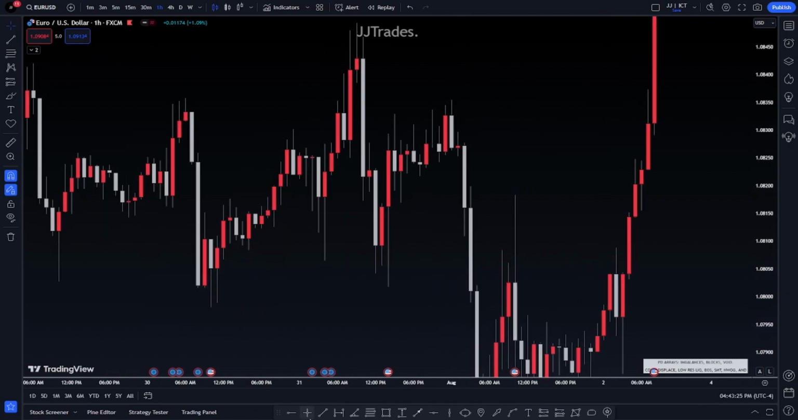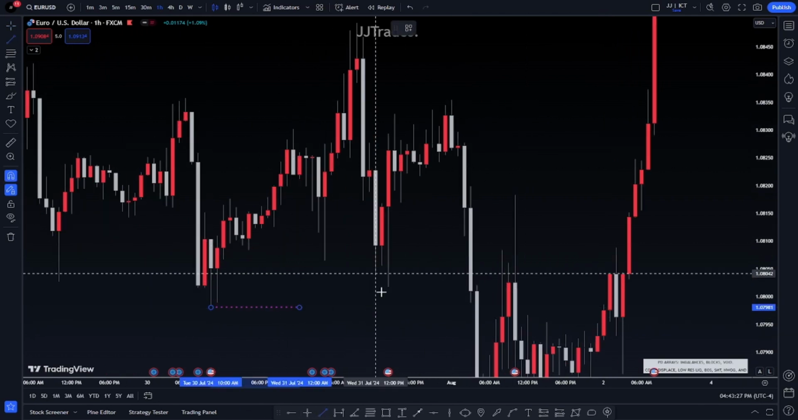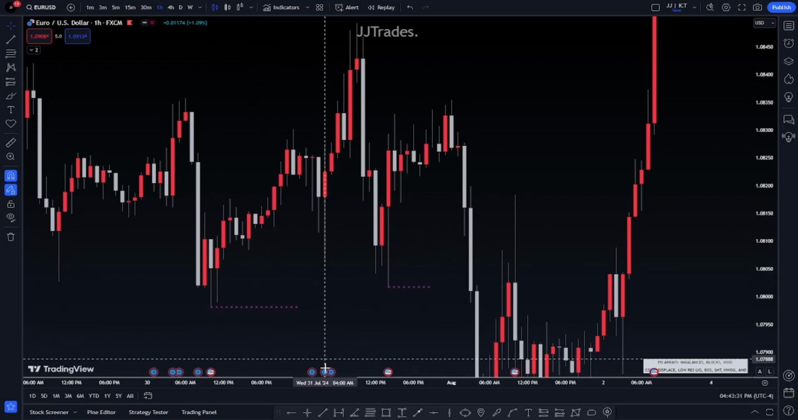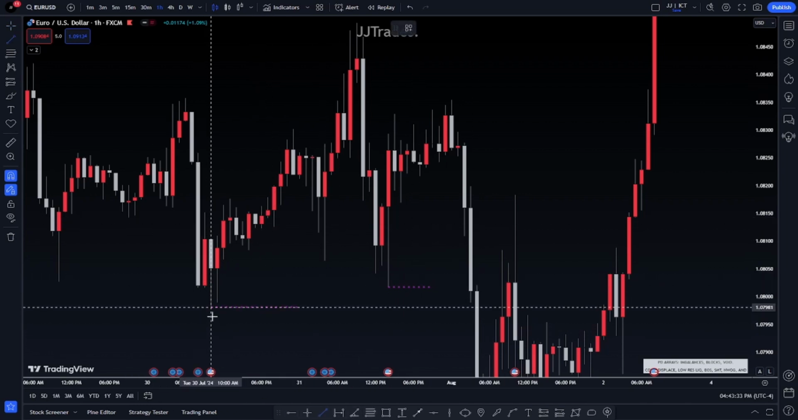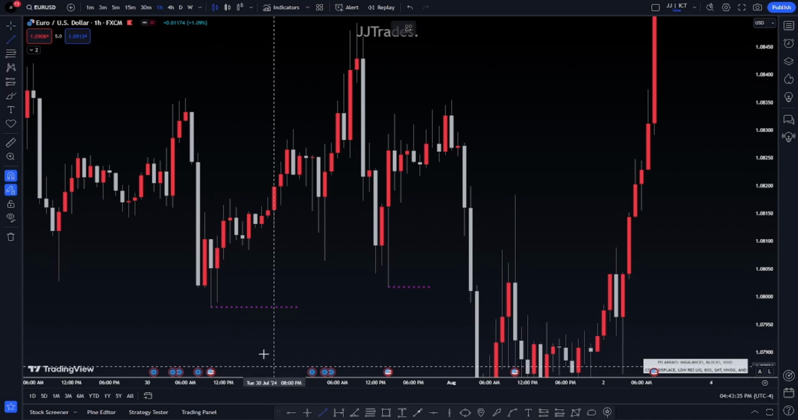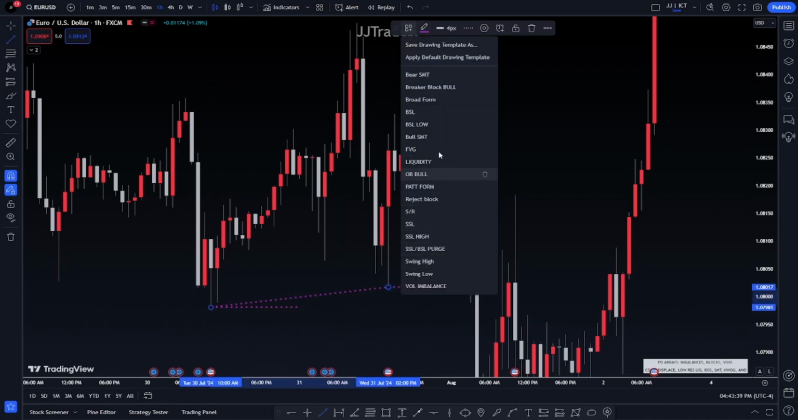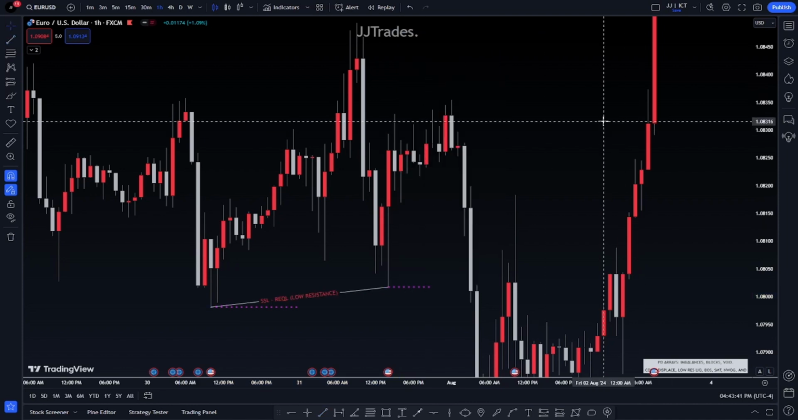So you see how we got these lows here? 1, 2, just 2 lows. Sell-side liquidity right here, or low resistance liquidity, if you would say. So we can mark this as low resistance liquidity, right about, I forgot where it is, sell-side low resistance, there you go.